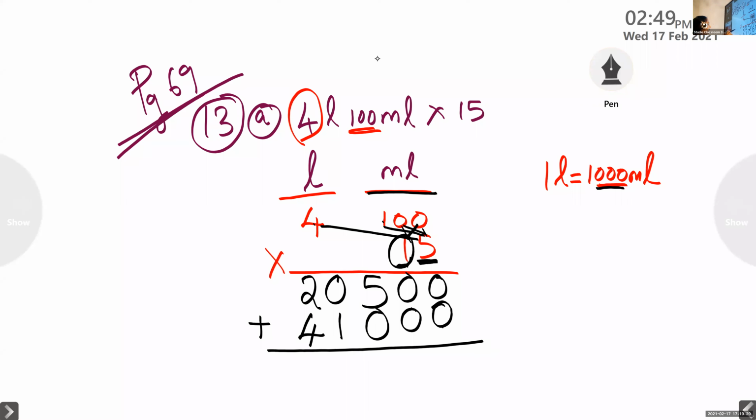Okay, Akhil, can you add and tell me? 0 plus 0 is 0. Next one, 0 plus 0, again 0. Then 5 plus 0.